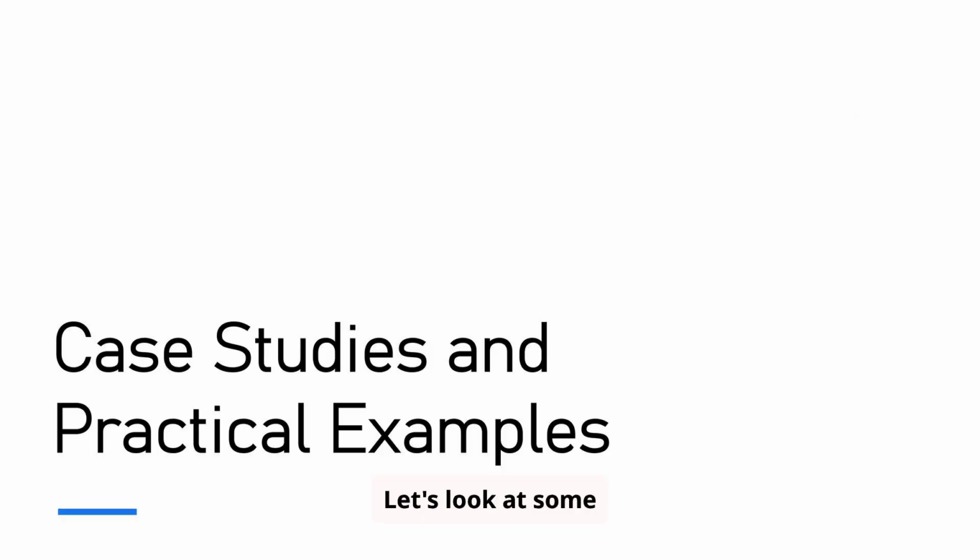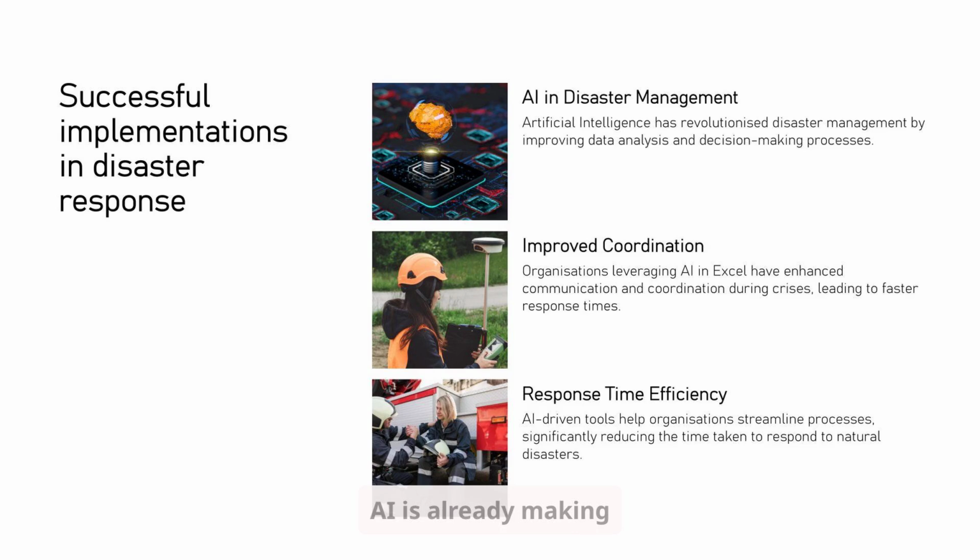Let's look at some real-world examples. This section will showcase case studies of how AI has been successfully implemented in humanitarian work. AI is already making a significant impact in disaster response. From improving data analysis and decision-making to enhancing communication and coordination, AI-driven tools are streamlining processes and reducing response times, ultimately saving lives and minimizing suffering.